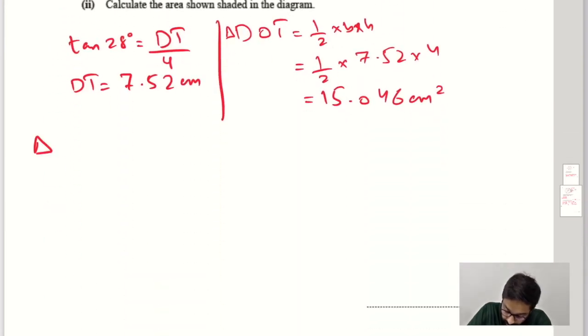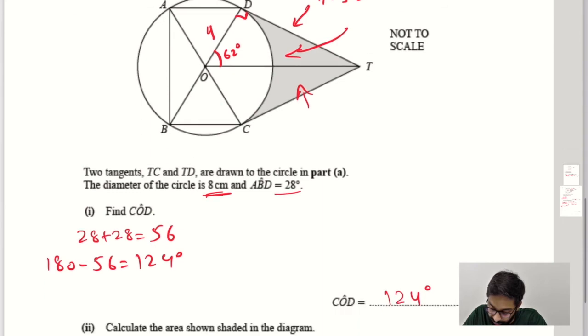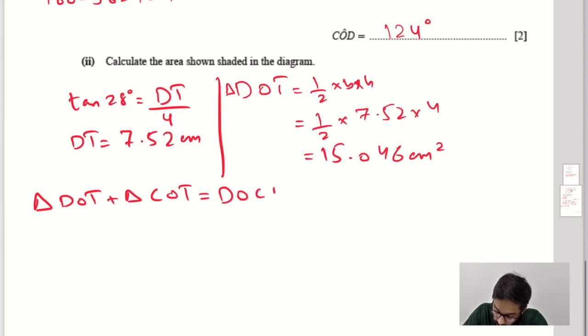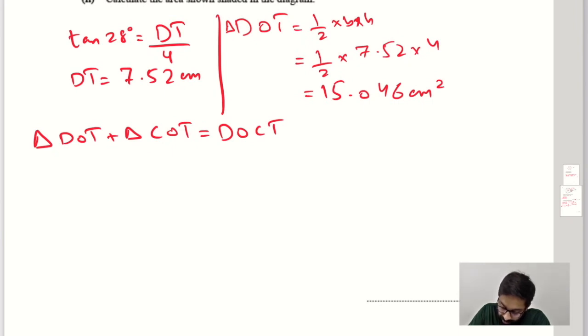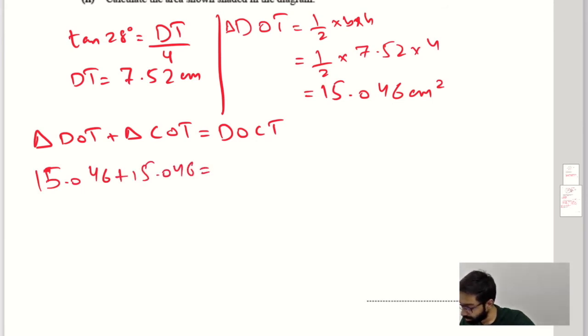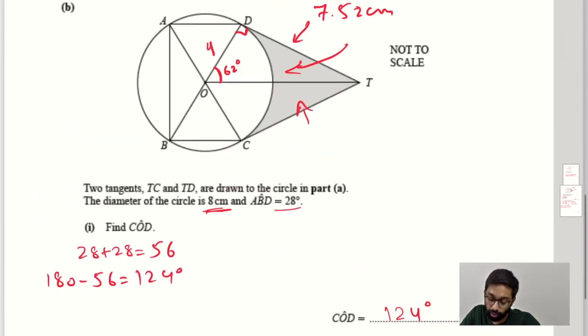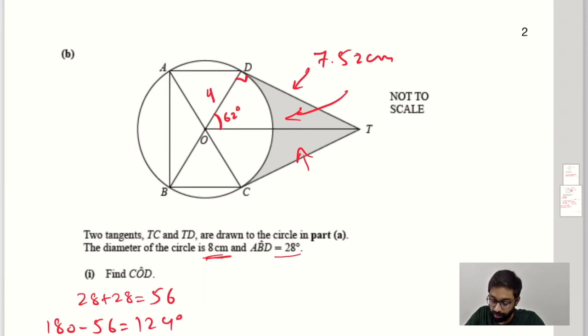So triangle DOT plus triangle COT should give us the area of this figure DOCT. So when we add 15.046 plus 15.046, that gives us 30.1 centimeters squared, which is the area of the whole DOCT. We need to remove the area of the segment DOC from it. So let's remove all the scribblings first and let's find the area of this segment.